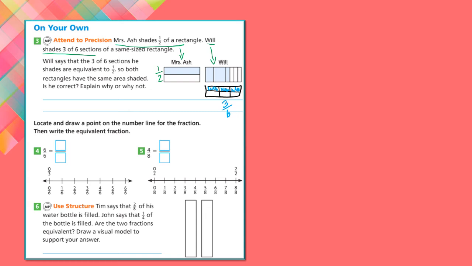Okay, so Tyler, I'm going to do number 4, and then you're going to do number 5. Okay. So locate and draw a point on the number line for the fraction, then write the equivalent fraction. So number 4 says 6/6 equals something. So let's take a look. Our 6's are on the bottom of our number line. And I notice that I'm going to write an equivalent fraction in thirds.